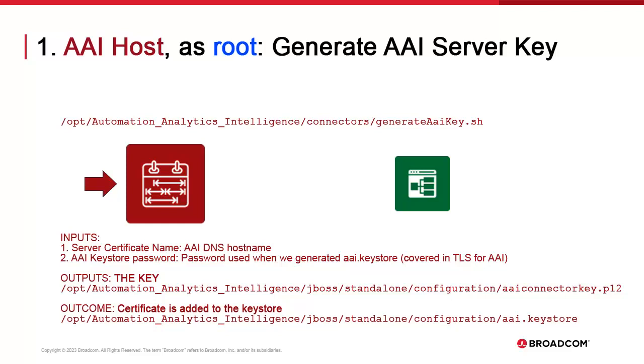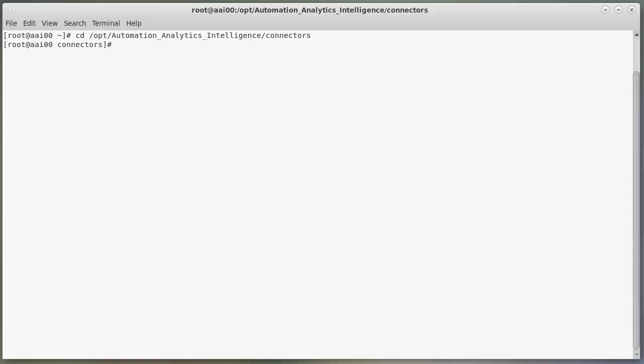Since we're working on a mostly localized environment, we'll use the regular hostname. We have to enter the AAI key store's password, since adding the certificate to this key store requires us to authenticate. The file creates the key called AAI connector key.p12, and the certificate is added to the AAI key store. Let's run the script.